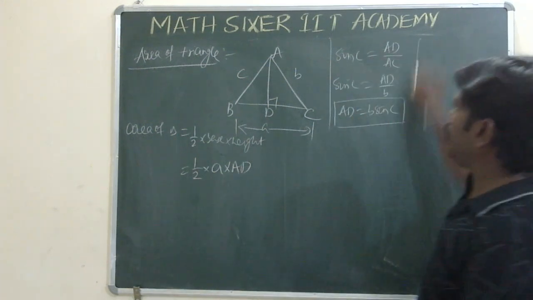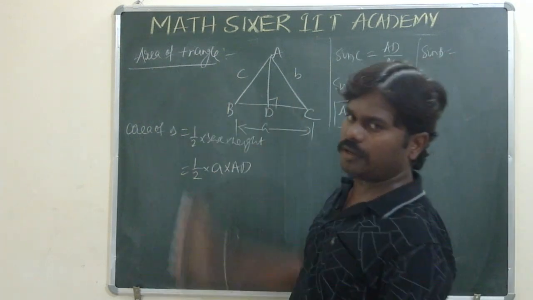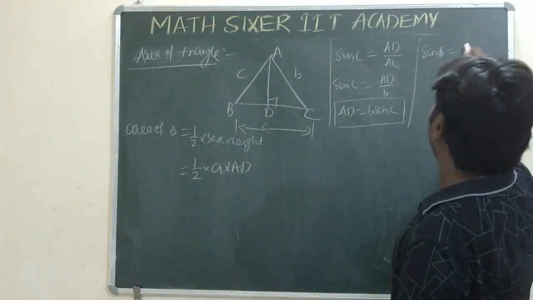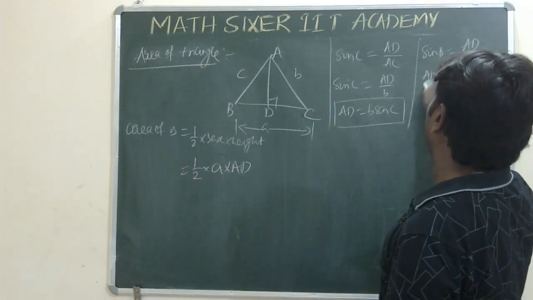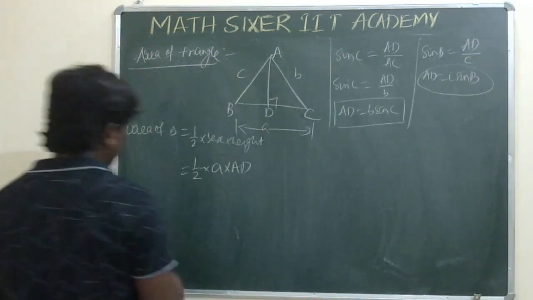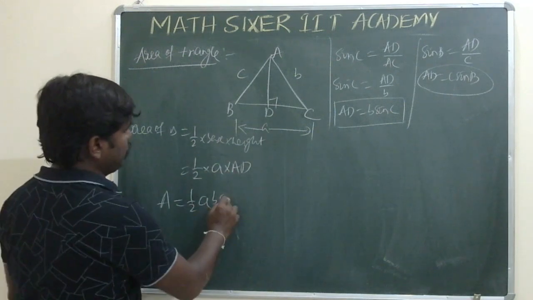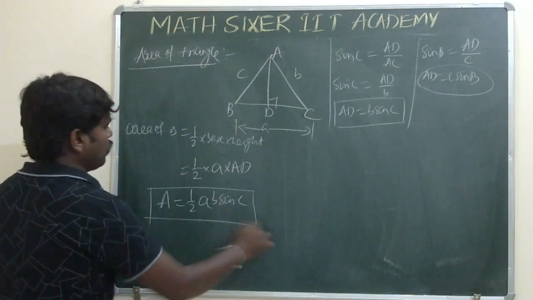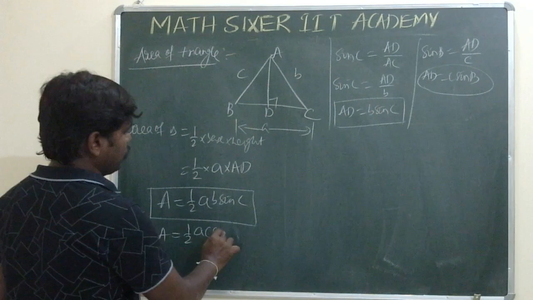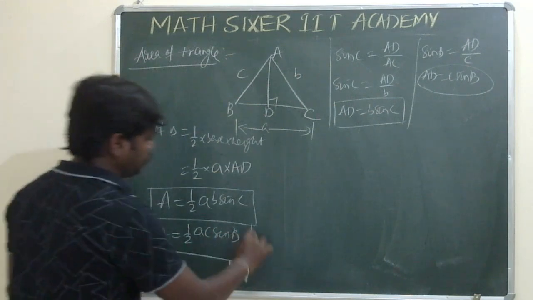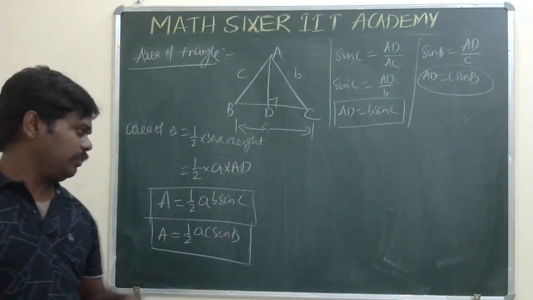Okay. Otherwise, when you apply sin B in the left hand side right triangle, sin B is equal to AD divided by c. So here AD is equal to c sin B. So here what will we get? Area of the triangle is equal to 1 by 2 into a into AD, that means b sin C, or 1 by 2 into a into AD, that means c sin B. Okay, AB sin C, AC sin B.